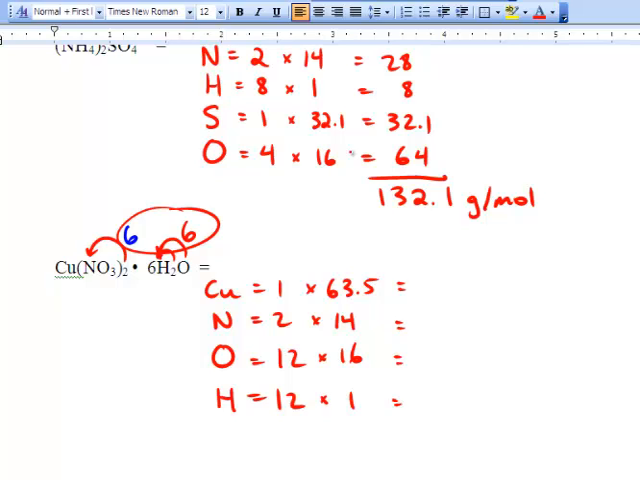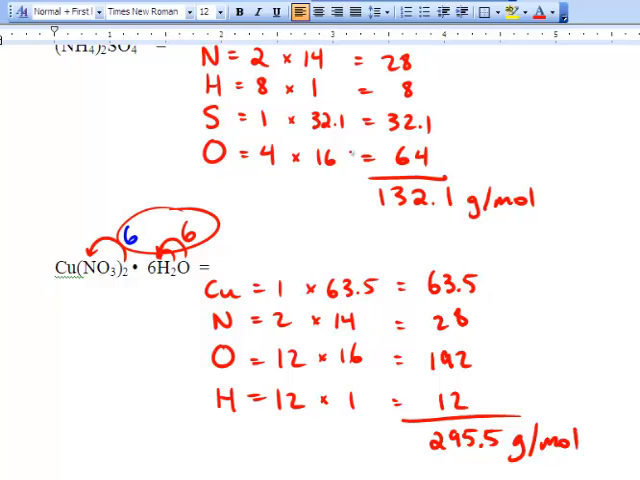Now we're going to find the molar mass of this whole molecule. If we had 6.02 times 10 to the 23 molecules of copper 2 nitrate hexahydrate, it would weigh a certain amount, and we're going to find out how much. So we have 63.5, we have 28 grams, we have 192 grams, and then we have 12 grams. We add all that up, and we get 295.5 grams per mole. Isn't that crazy? Just think about that. You could have 6.02 times 10 to the 23 molecules of this, and it would only weigh 295.5 grams. All right. Have a good rest of the day.